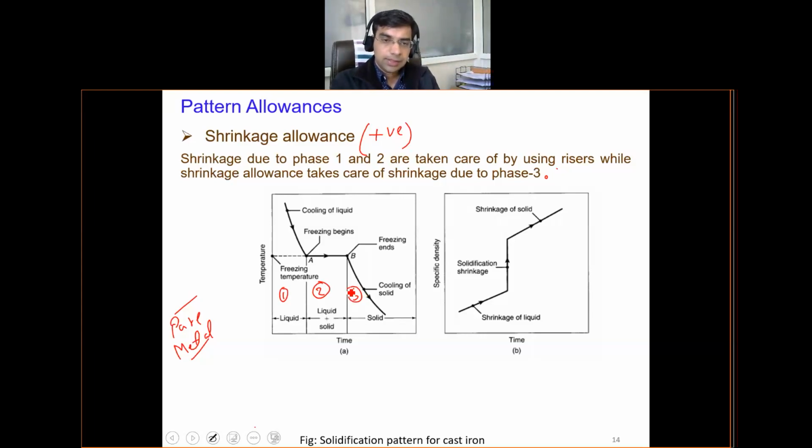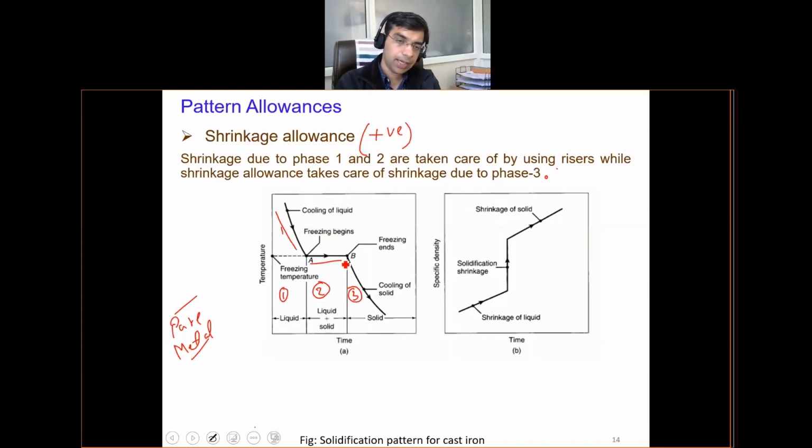Most of the shrinkage is in phase one and phase two. The shrinkage happening here and here is compensated by the riser. We discussed in the last class that the riser is one of the important aspects in the mold design and the cavity design.